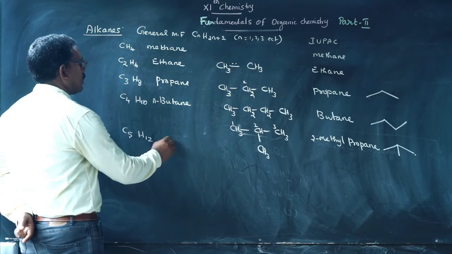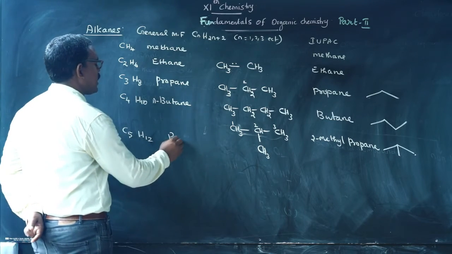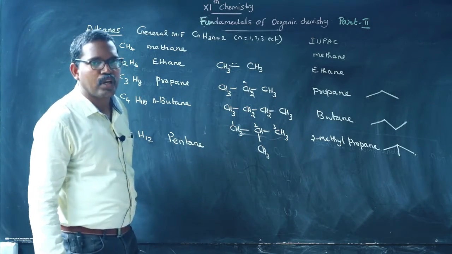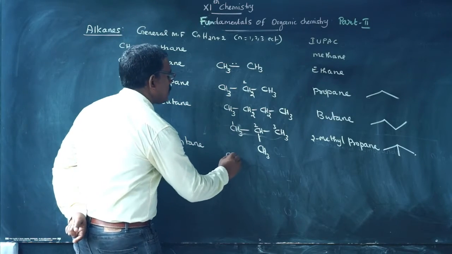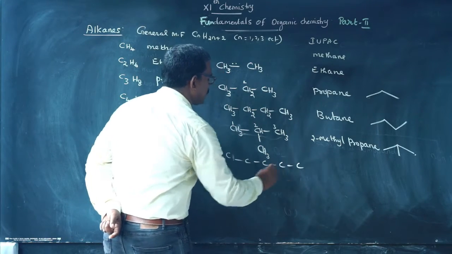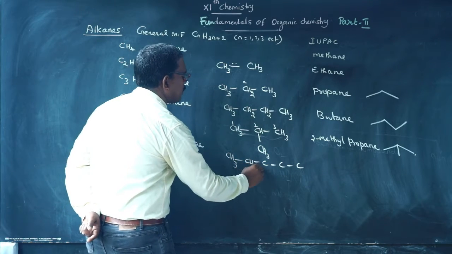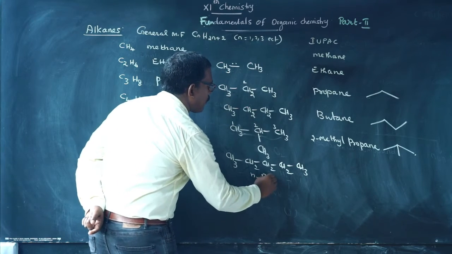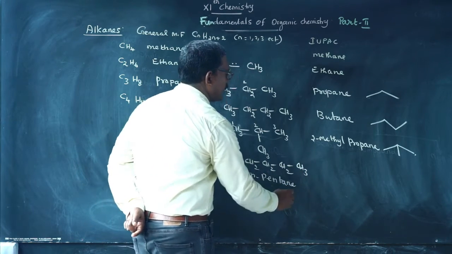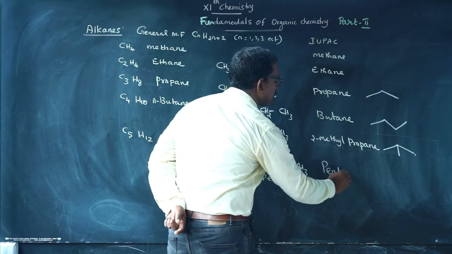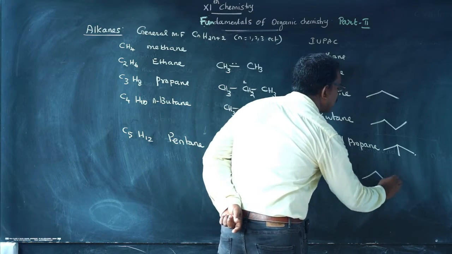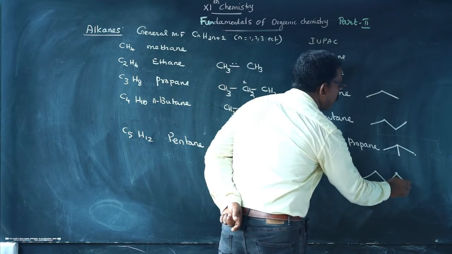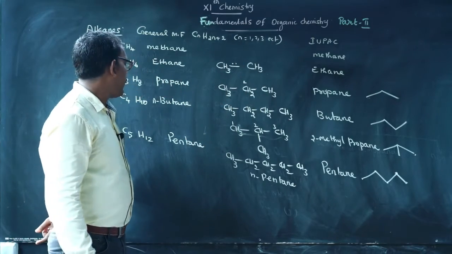C5H12, simply say pentane. Carbon number 5 is called pentane. So, 5 carbon atoms, written like this: CH3, CH2, CH2, CH2, CH3. Normal pentane. The IUPAC name of the compound is pentane. Bond line representation: 1, 2, 3, 4, 5, totally 5 carbon atoms. Pentane.